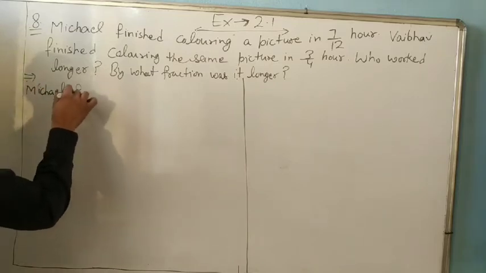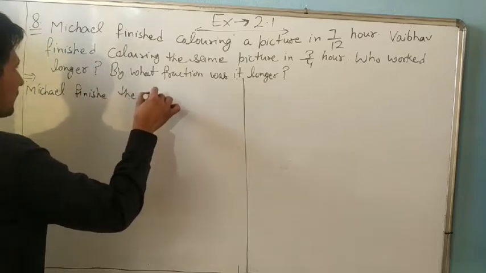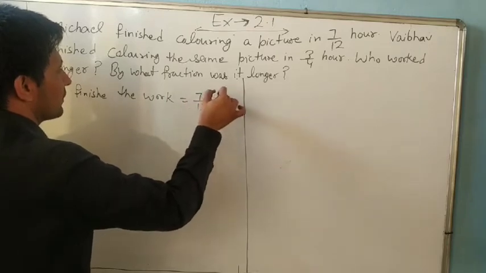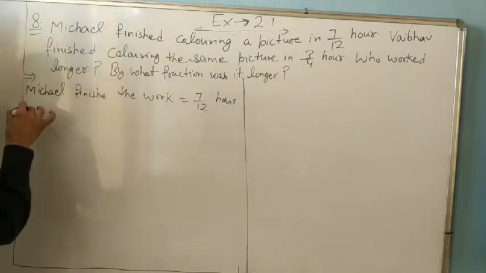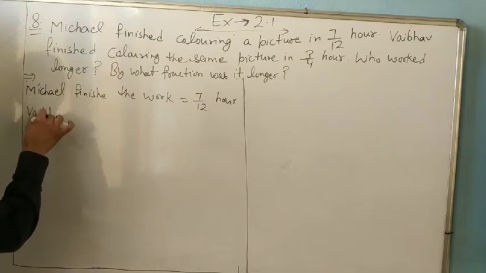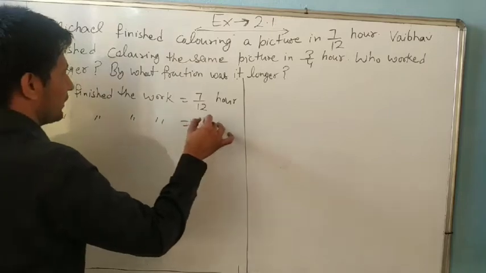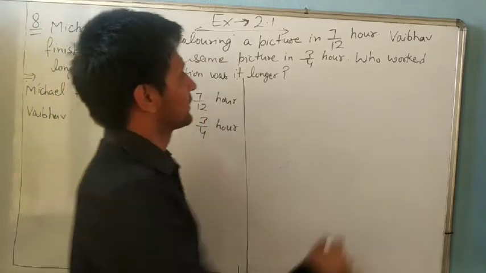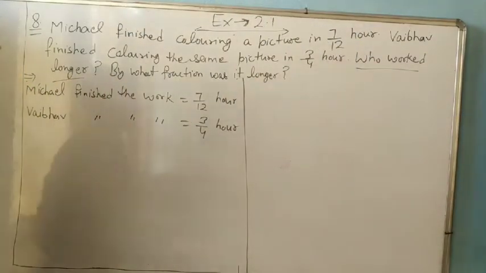Michael finished the work in 7 by 12 hours. And Vaibhav finished the work in 3 upon 4 hours. So in this question, we have to find who worked longer. So how can we find who worked longer?